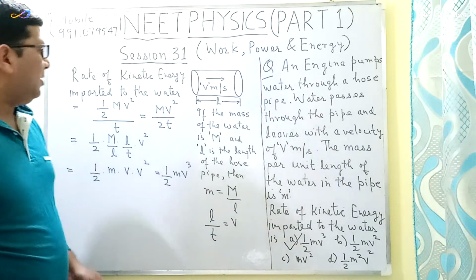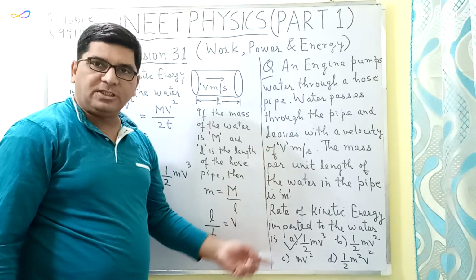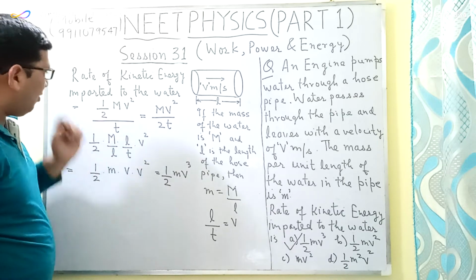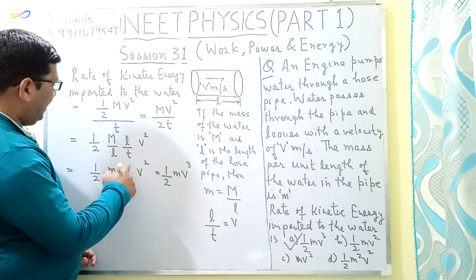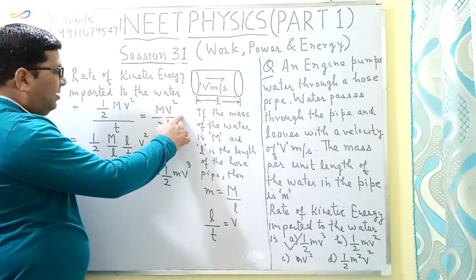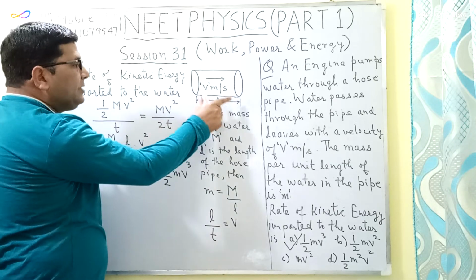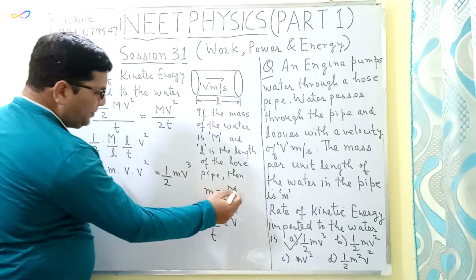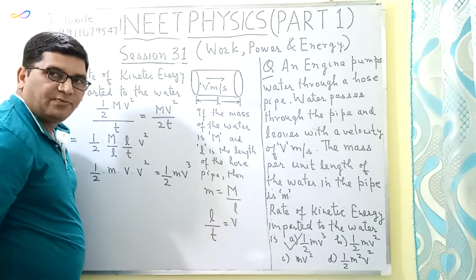Okay. So now this question was asked in the CBSE All India Pre-Medical Test. The question is easy. The only important thing which you have to remember here is that the rate of kinetic energy is given by this formula. Second thing, the most important step which you have to remember here is that I have multiplied this numerator and the denominator by the length of this hose pipe, like this, so that I can substitute the value of capital M divided by L as m and L upon T as V.